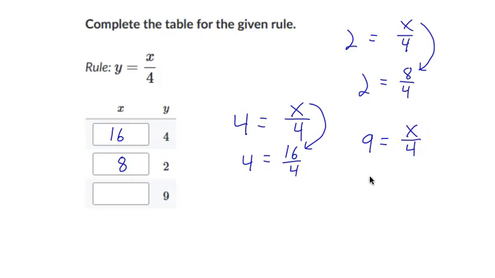And we know that 36 divided by 4 equals 9. So x must be 36. So we have an input of 36, we divide it by 4, and end up with our output of 9.